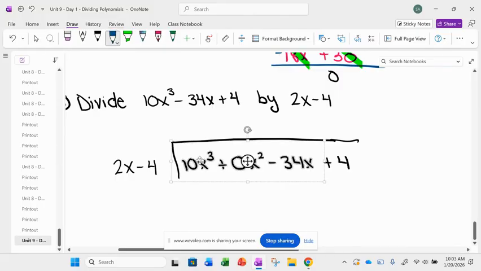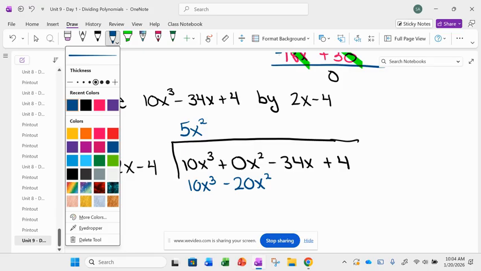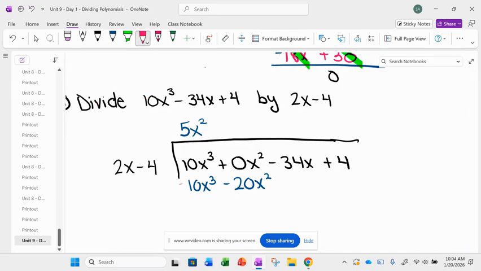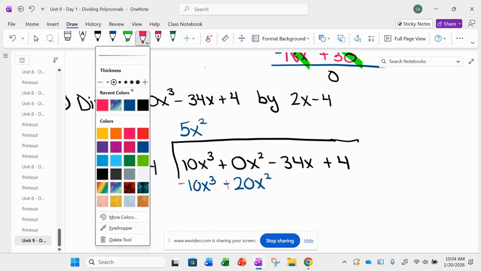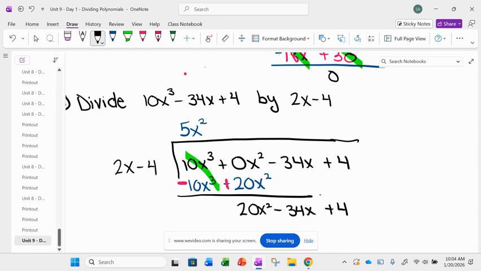2x times what will give me 10x cubed? 5x squared. Now we distribute in. 5x squared times 2x is 10x cubed. 5x squared times a negative 4 is a negative 20x squared. But because we are subtracting, I need to distribute in the negative, which changes all of the signs. So now the 10x cubes cancel, and I'm left with 20x squared minus 34x plus 4.